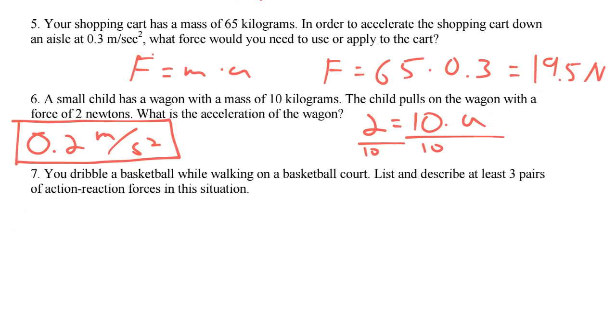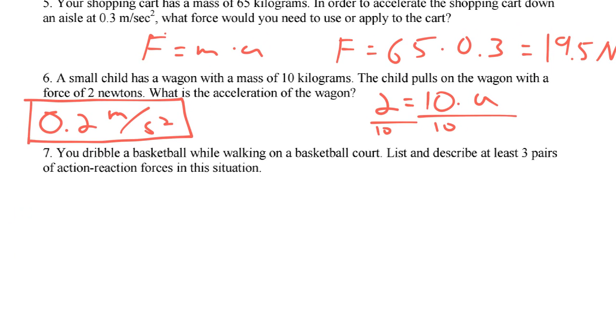All right. Three action-reaction pairs while dribbling a basketball. So I'll just do these out loud. When you push down, the basketball pushes back up on your hand. When the basketball hits the ground, it's going to push down on the ground, and the ground is going to push back up on it.